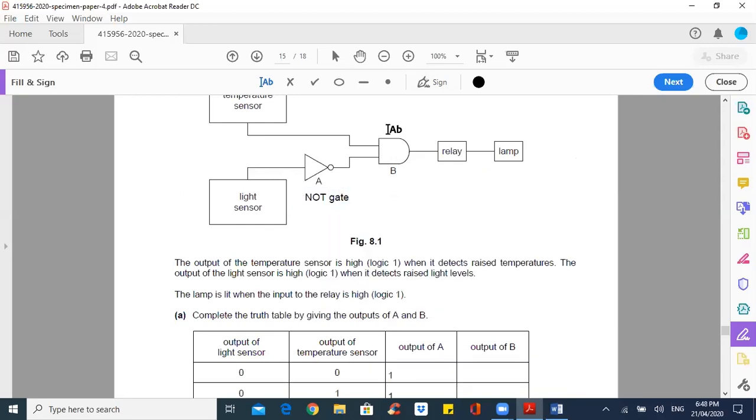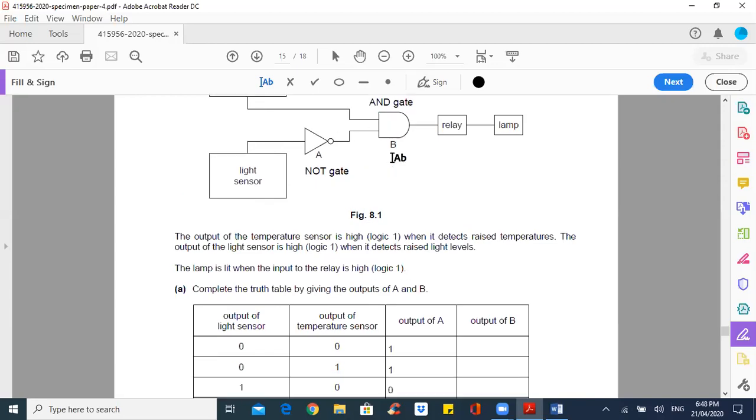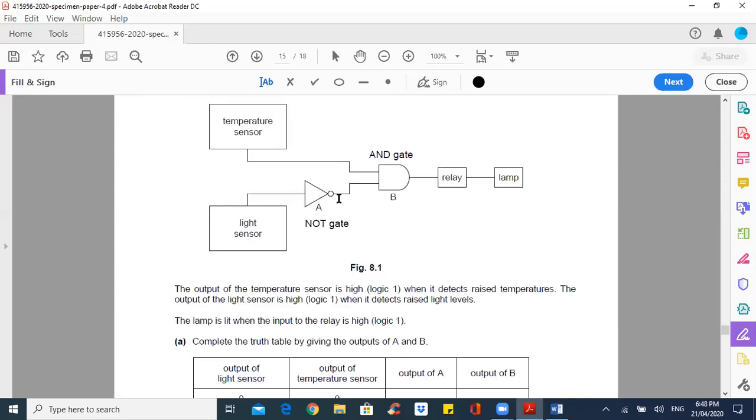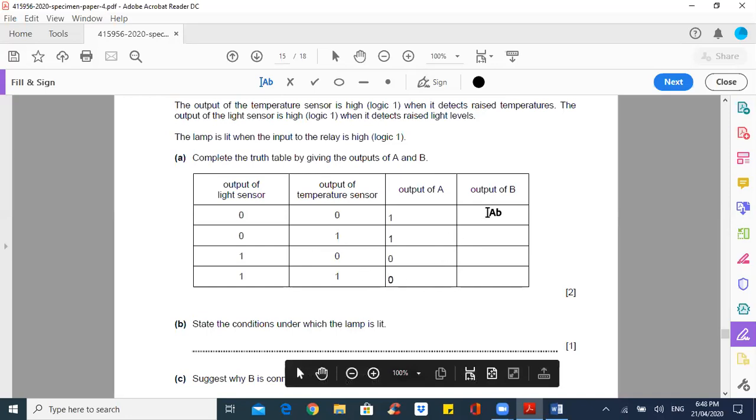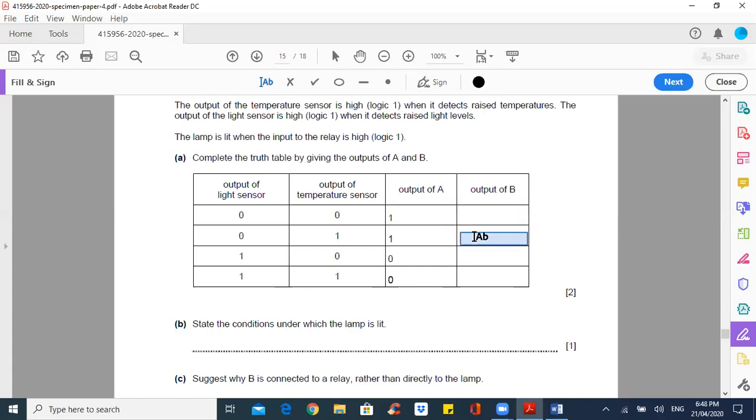This one here is something called an AND gate, which means that it uses two values. The only time there's going to be an output of 1 is when both of them are 1. So it is the output of the temperature sensor and the output of A. These two columns here we're using for this portion, and here is going to be the output of B. The only time we're going to get a 1 is when both of them are 1, the others are going to be 0. That's the AND gate.